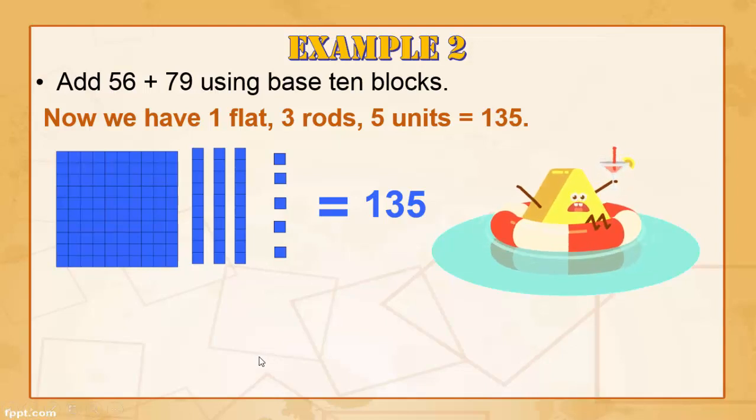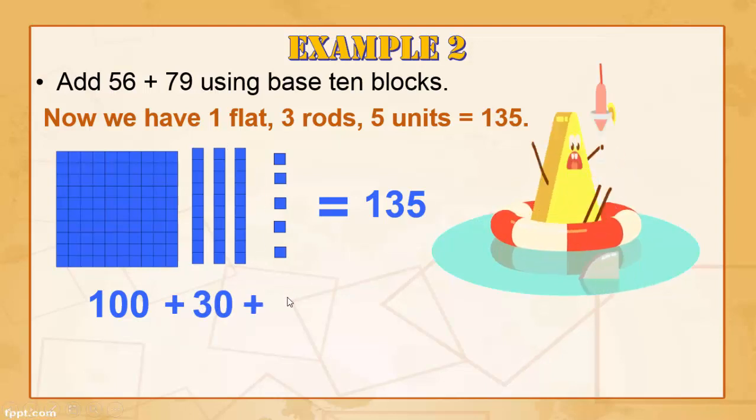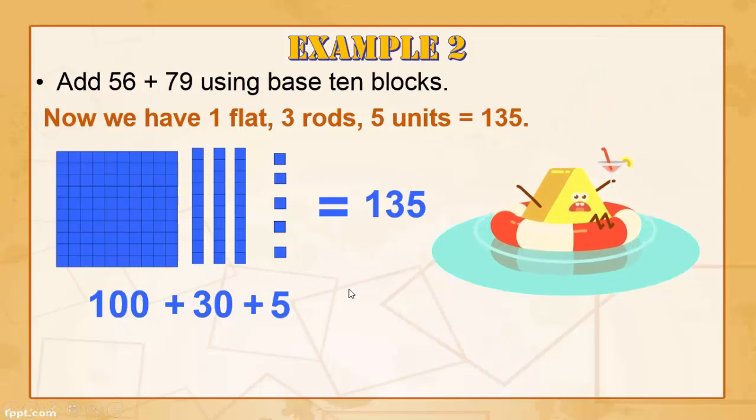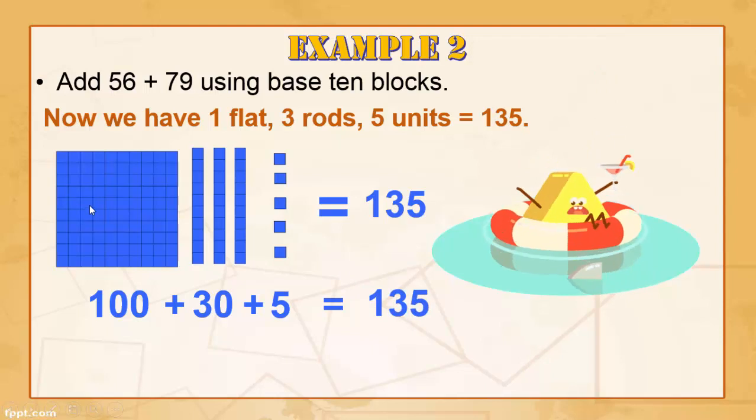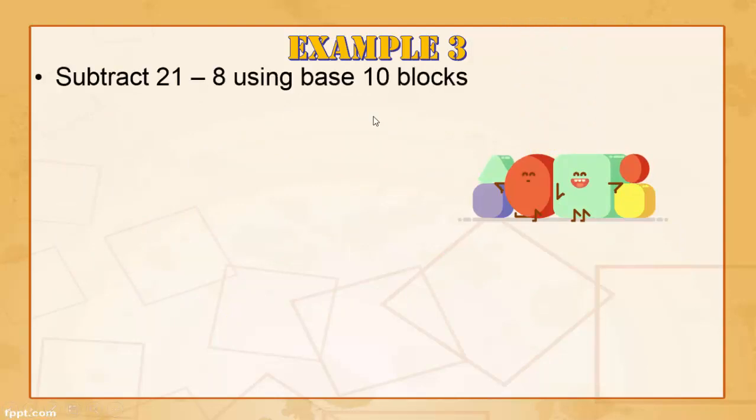We have then 100 for the flat, plus 30 from the rods, plus 5 from the units, and this will give us 135. One flat plus 3 rods plus 5 units equals 135.